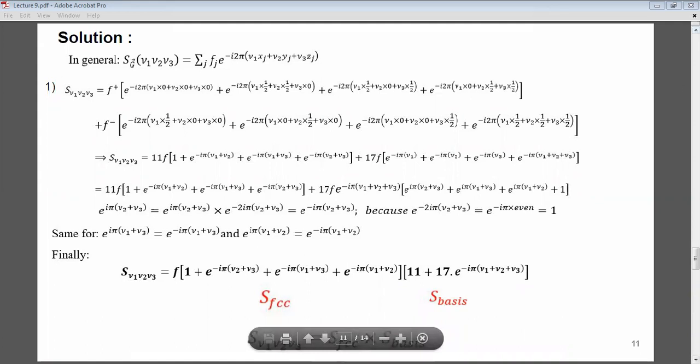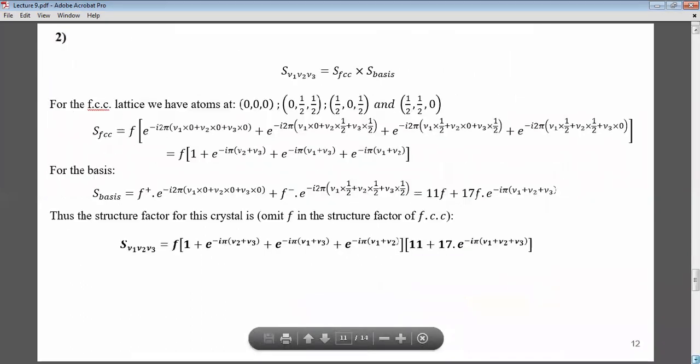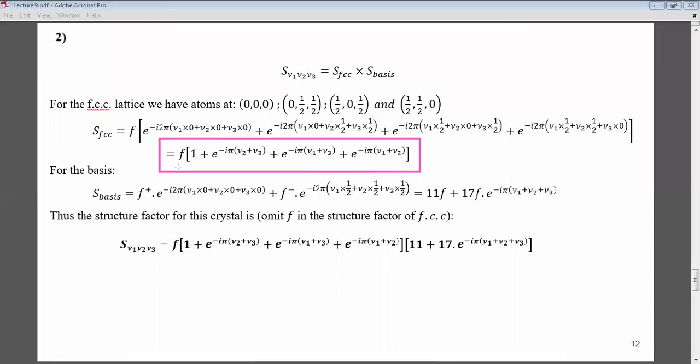Part 2. Find the structure X-ray factor for NaCl using the FCC lattice with a two-ion basis. That is, start with S FCC and then multiply it with S basis. So what is the FCC? We have atoms at 0, 0, 0; 0, half, half; half, 0, half; half, half, 0. I calculated that. Okay, this is S FCC. If you go back up to the first problem we did, we got that FCC is F into 1 plus this term. Now for the basis, I have only two atoms.